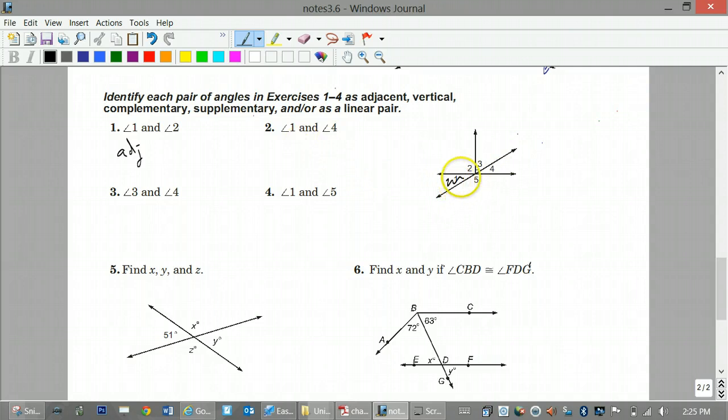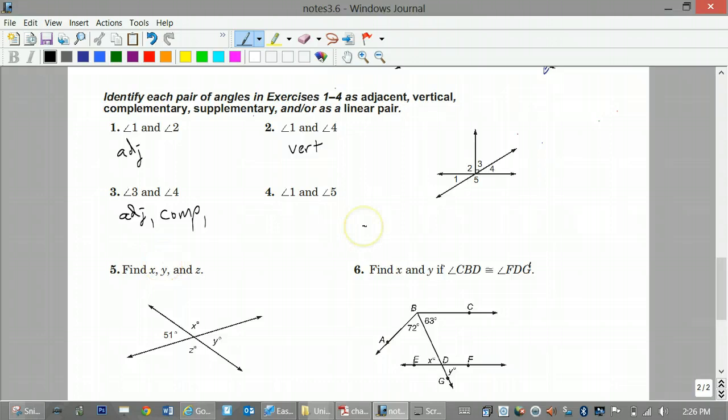And then 1 and 4. Let's take a look at 1 and 4. Are they vertical? Yeah. Are they complementary? We can't really tell from the picture, so we just assume no at this point. Supplementary? Nope. Okay, 3 and 4 are, yeah, no.